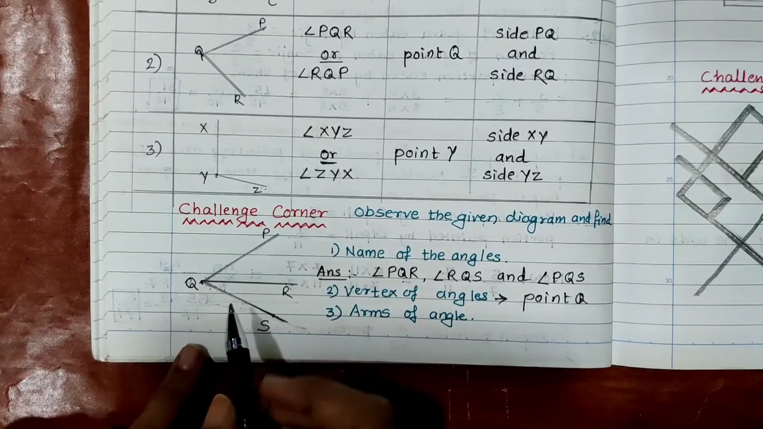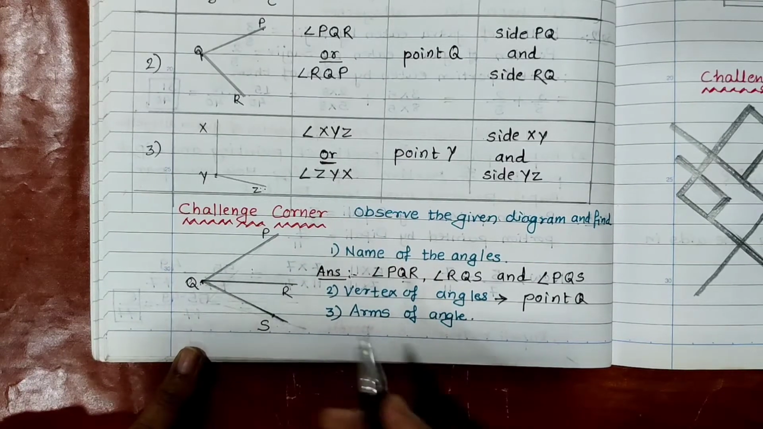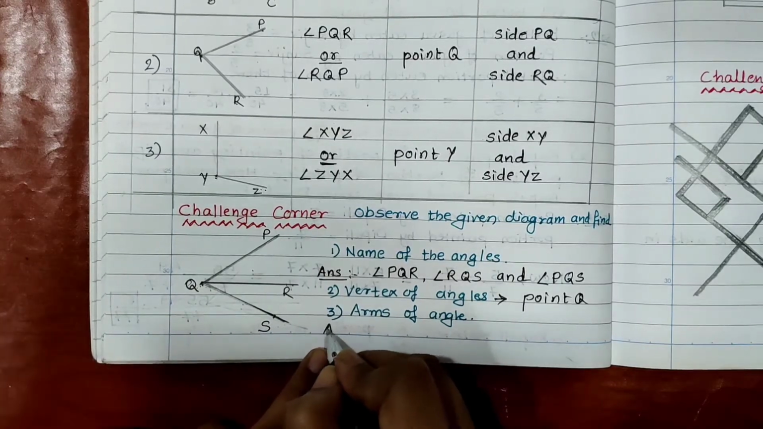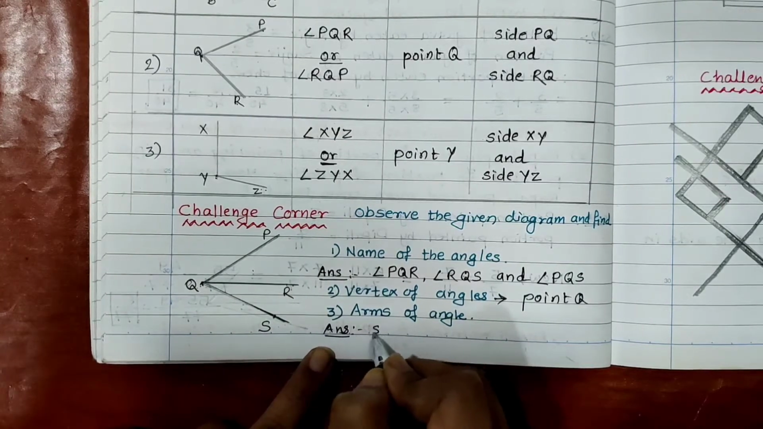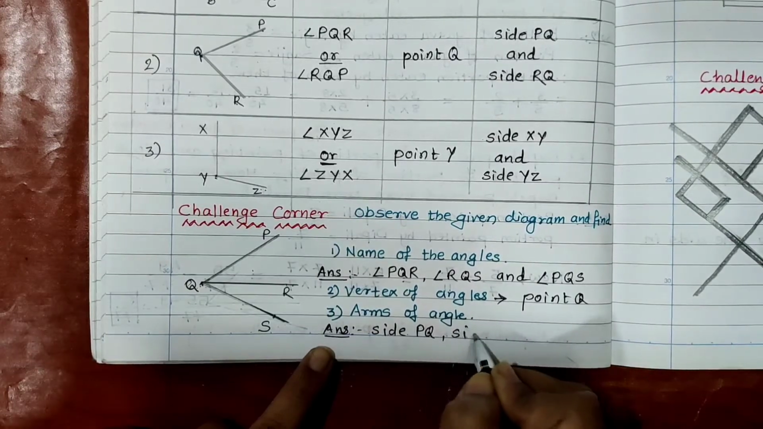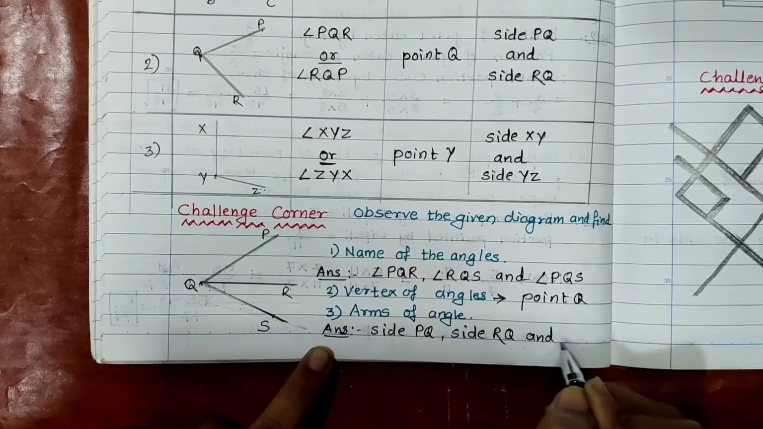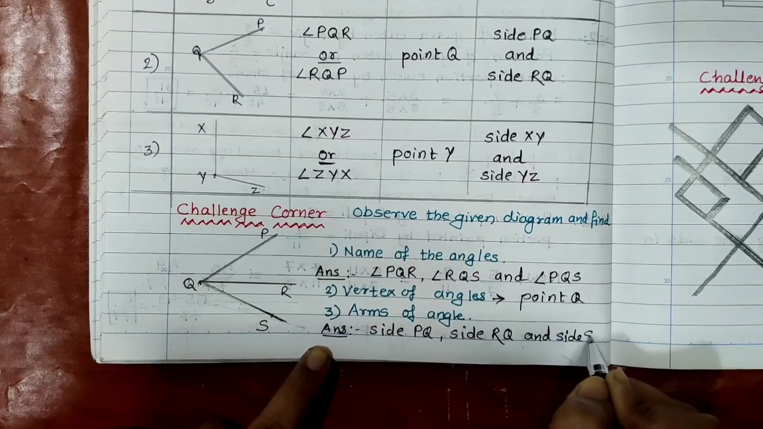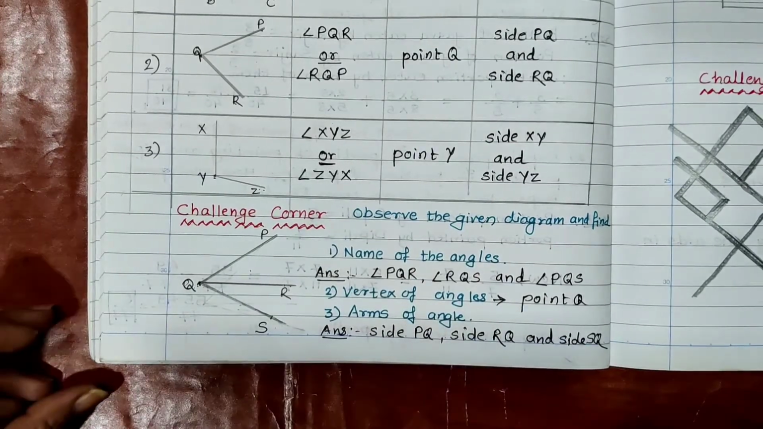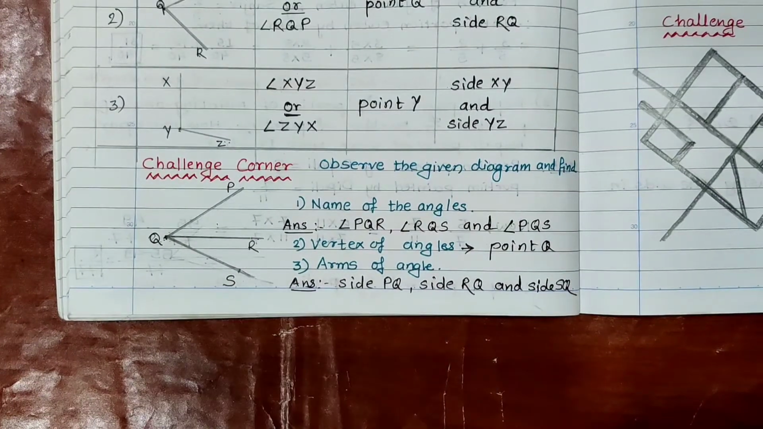Now which arms can we see? PQ, RQ and SQ. So the arms are side PQ, side RQ and side SQ. In this way you can write the answers of this challenge corner question. Okay, now let us go to day 27.